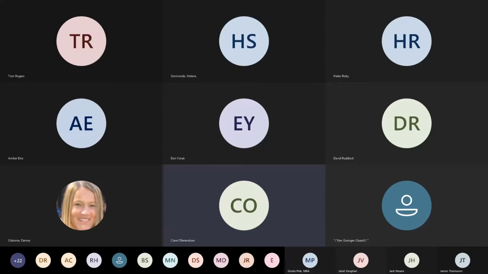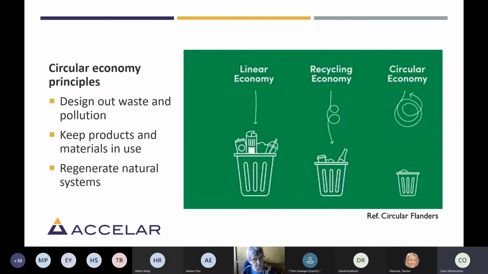and trying to use materials that reduce pollution as much as possible, but also to regenerate natural systems. So this is looking more at maybe the food side of things, where we're looking to ensure that our natural systems are not depleted by us using them. So this is kind of the principles of circular economy. I hope this diagram is much used to explain the principles.